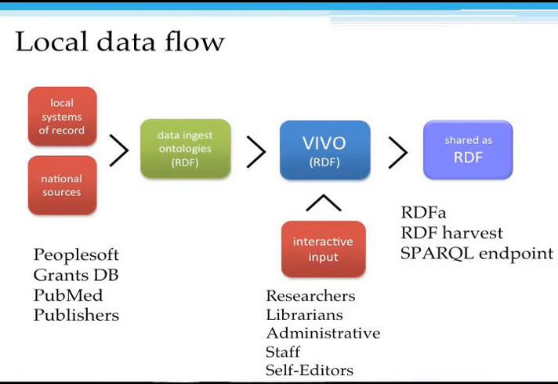So what does the local data flow look like at a particular institution? You're drawing from local systems of record. At Cornell, we have a PeopleSoft HR system. We pull a lot of information out of that. There's a grants database, courses databases, other sources for this. We're also pulling from external national sources, things like PubMed, where we get publications.